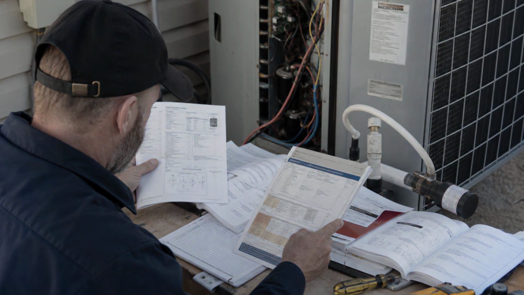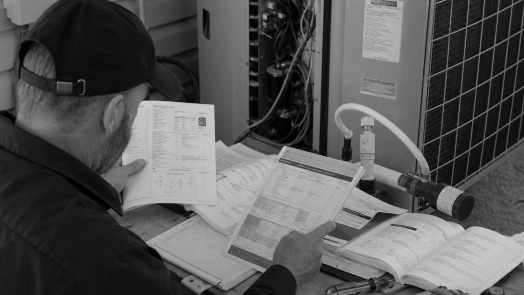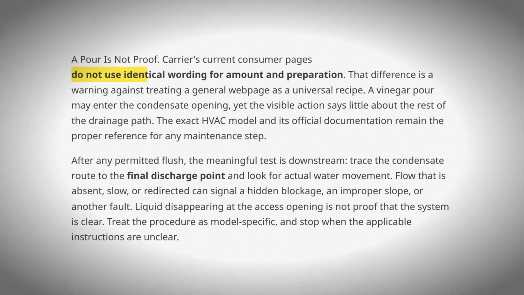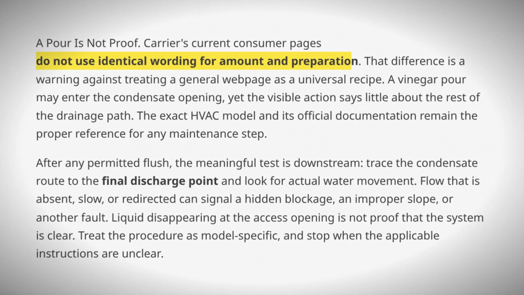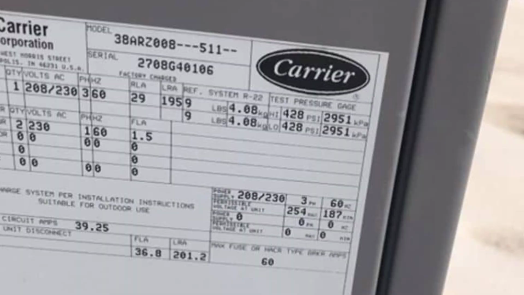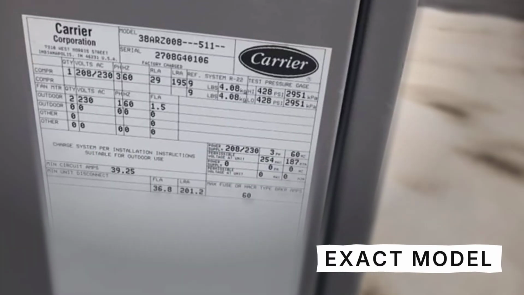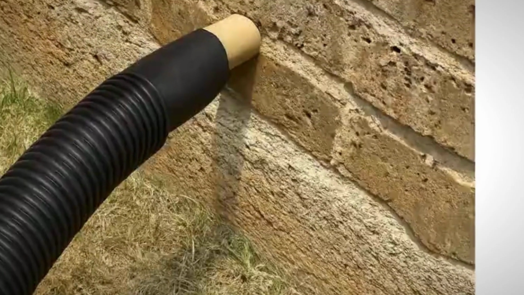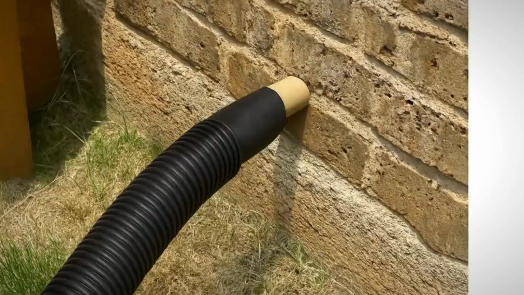Do not create a universal dosage or calendar from a general web page. Carrier's current consumer pages do not use identical wording for amount and preparation, and your exact model may give different instructions or none at all. Frequency also depends on the equipment, climate, drain design, and service plan. Trace the documented route before deciding which exterior pipe to watch.